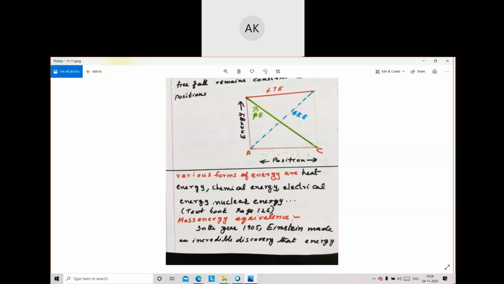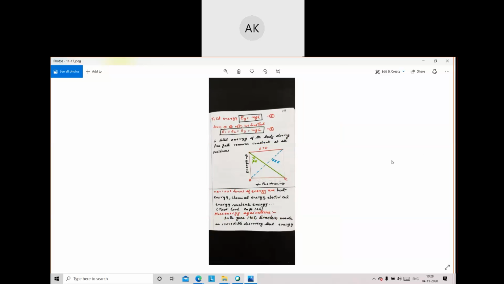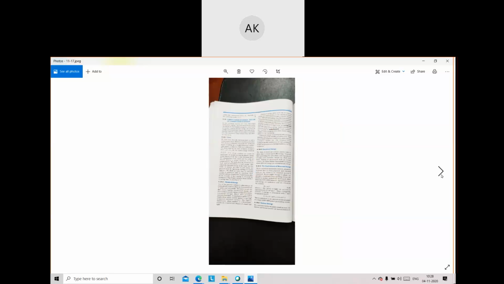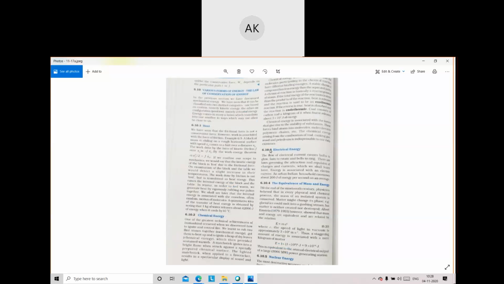The next topic is various forms of energy. We know different forms of energy: heat energy, chemical energy, electrical energy, nuclear energy. Different forms of energy are there, and in the textbook, page 126, it is explained. You can study that from the text. No need to copy it, you study from the text.